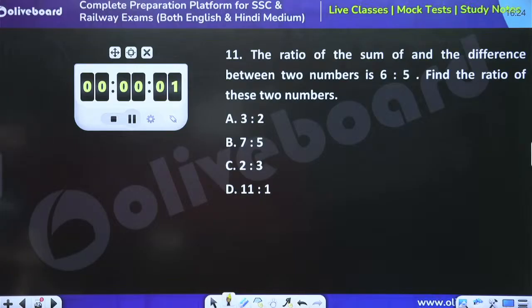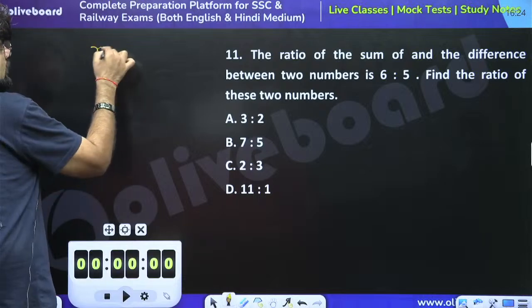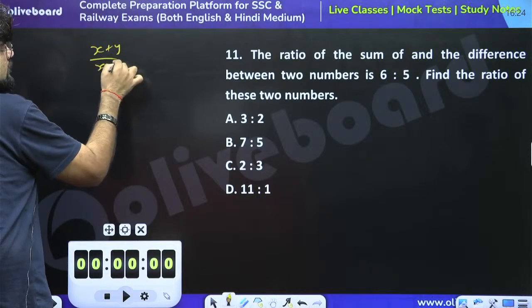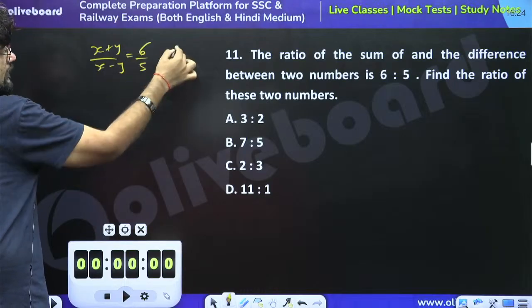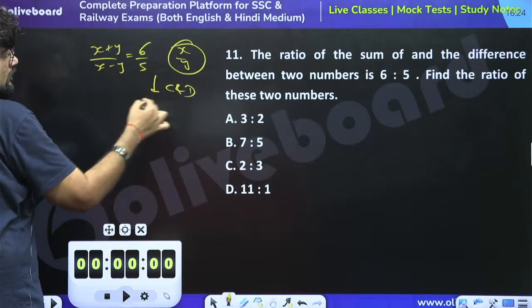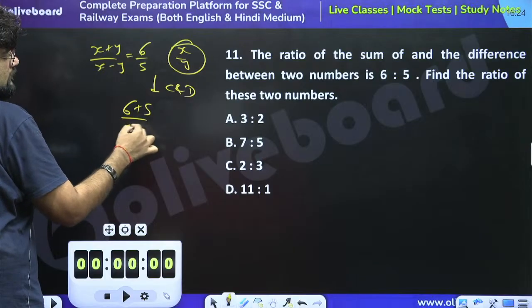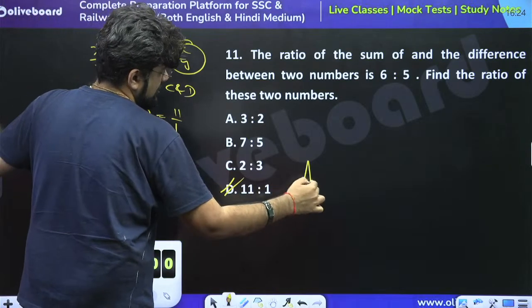Correct. If the sum of two numbers and the difference of two numbers is given, so x plus y upon x minus y is given to you as 6 by 5. You need to find x by y. So how can you get that? That is by componendo and dividendo. So your answer will be 6 plus 5 upon 6 minus 5, which is 11 upon 1, is option D.